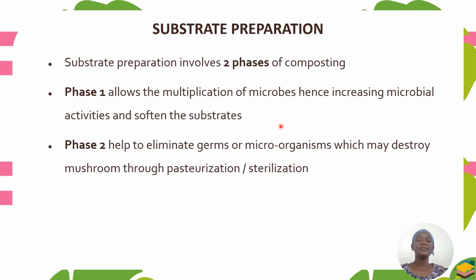Where we are going to plant our mushroom, we don't want materials which are very tough or very hard. At least we need to soften them. So these substrates are softened in phase 1. We are saying phase 1 allows the multiplication of microbes, and these microbes will help to partially decompose these substrates. This will be through increasing microbial activities. How we do that, we are going to explain in detail.